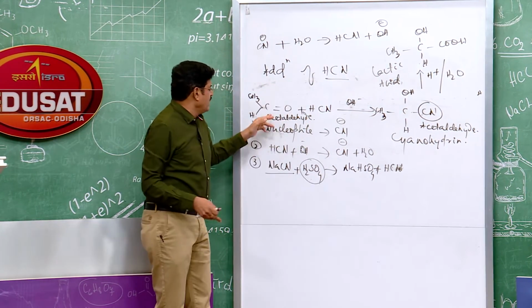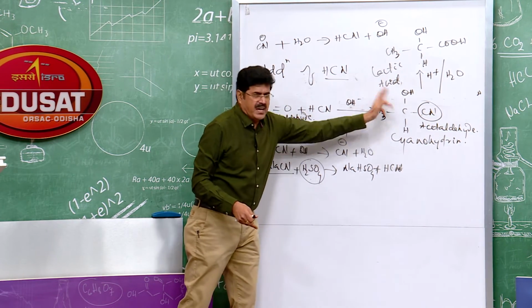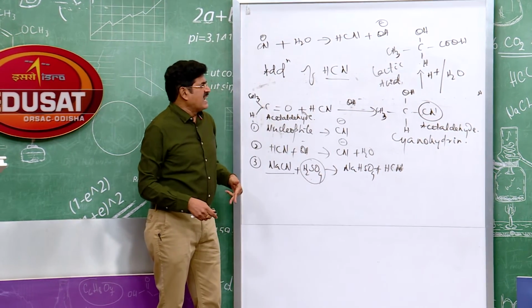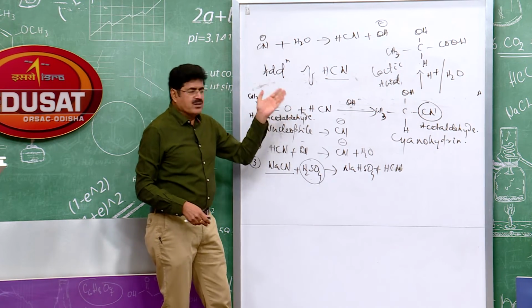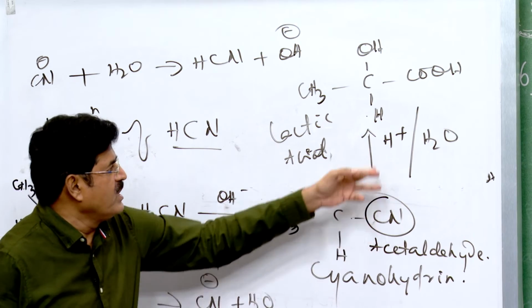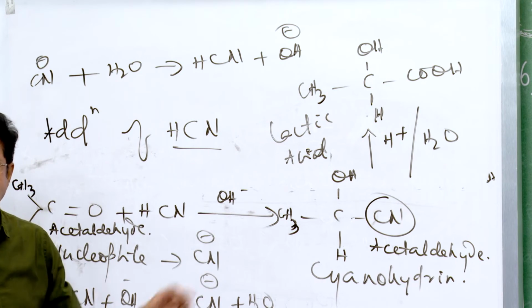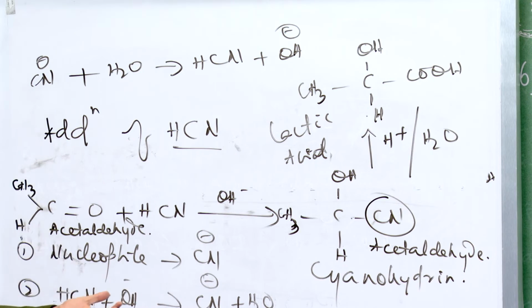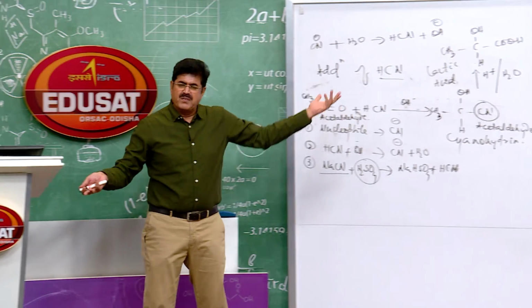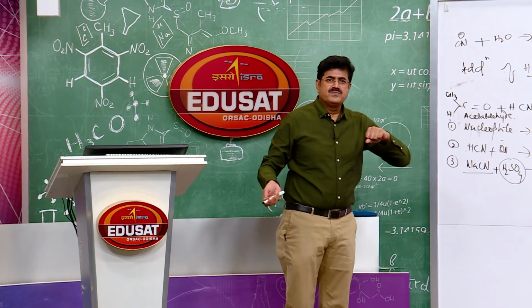I have already told you that aldehydes, when they react with hydrogen cyanide in weakly basic medium, give the addition product acetaldehyde cyanohydrin. And why is this reaction important? That acetaldehyde cyanohydrin upon acid hydrolysis gives the hydroxy acid. Thus, this reaction can be used for the preparation of hydroxy acids. For example, lactic acid is prepared from acetaldehyde by these reactions.